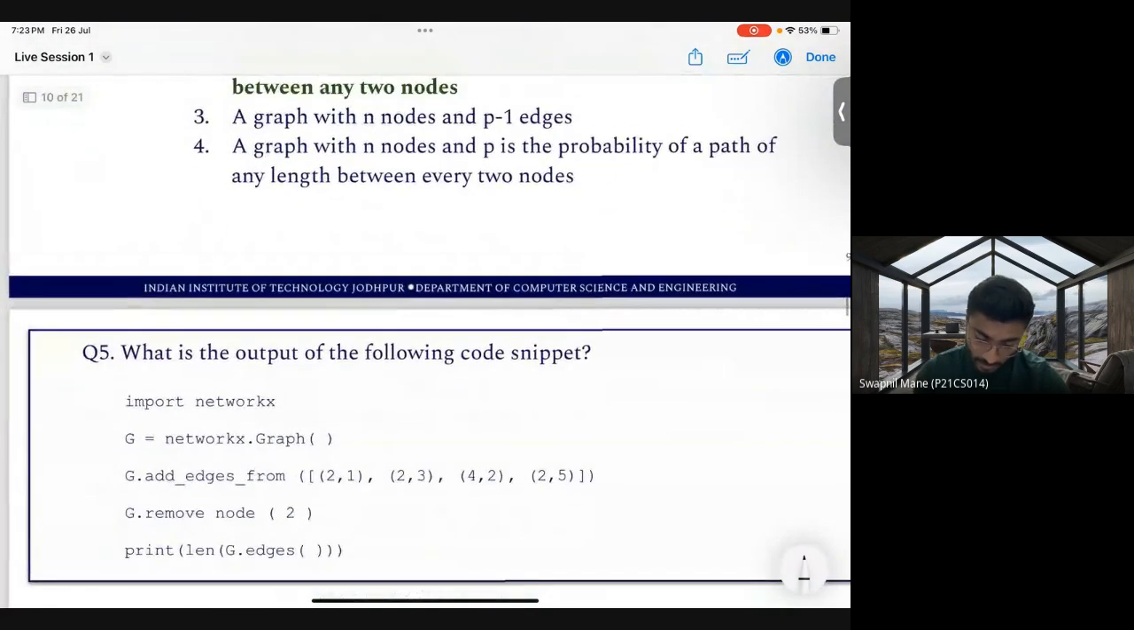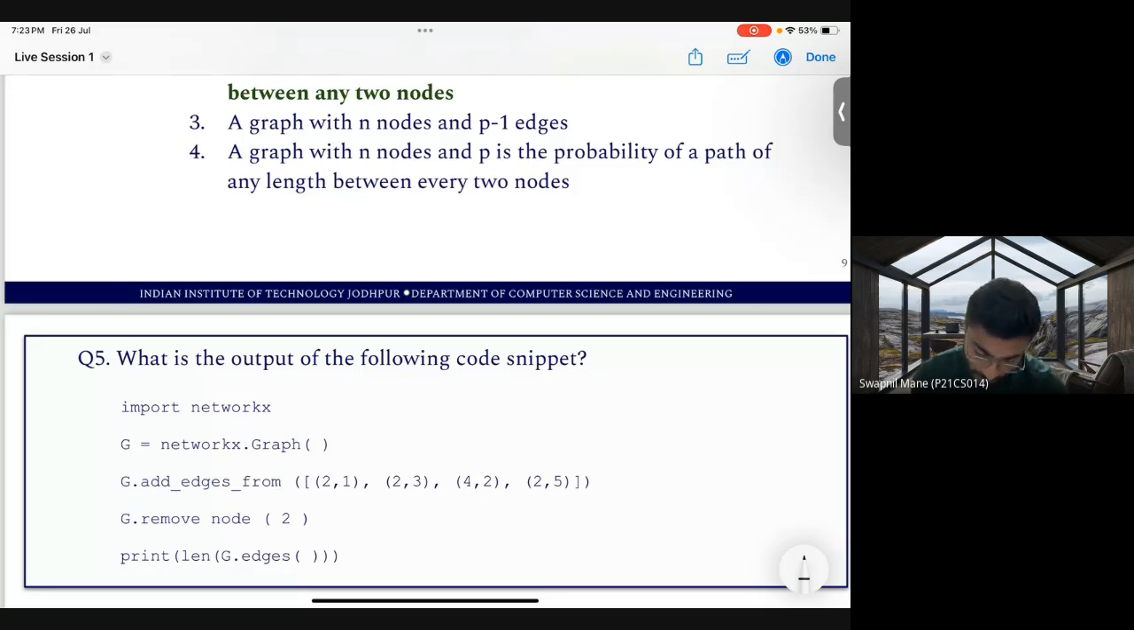Yeah, let's have a look at another code snippet. Go through this program, and please think, analyze this code, and let me know what is the answer of this code. Yes, anyone?